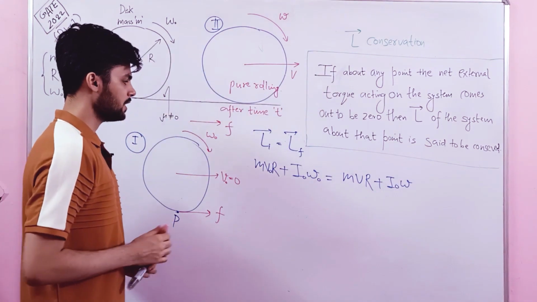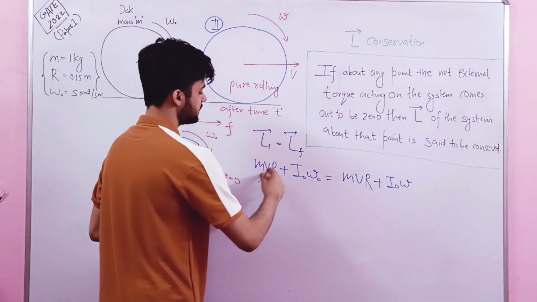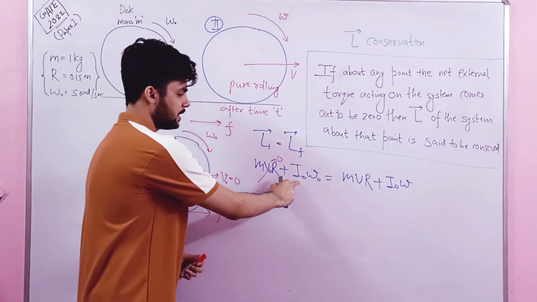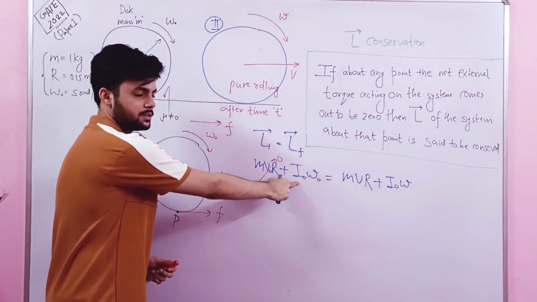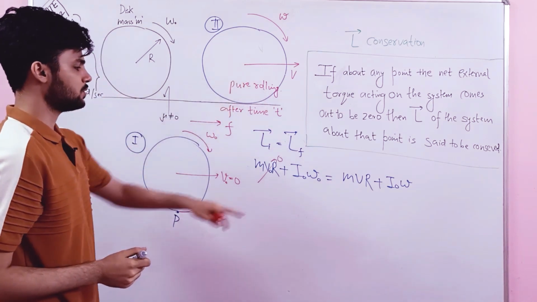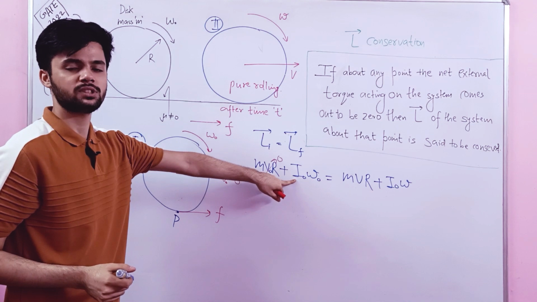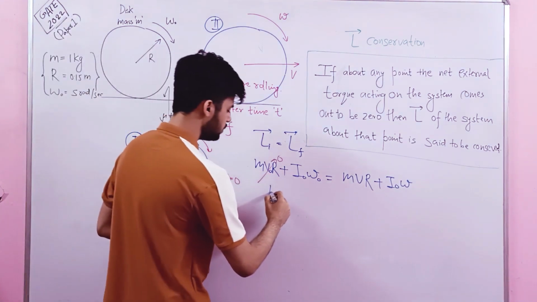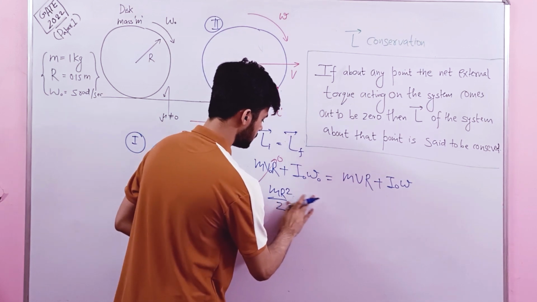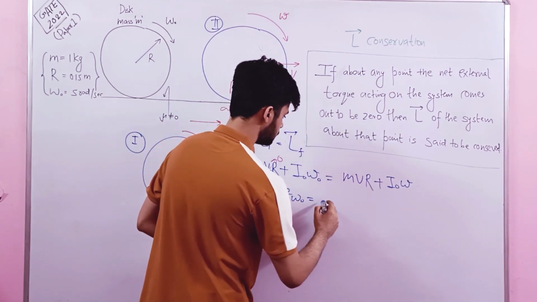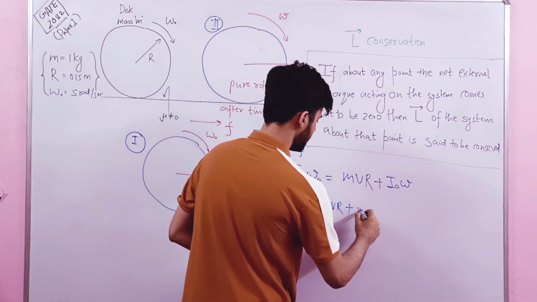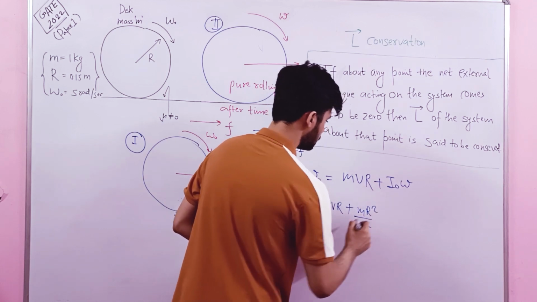Now the initial linear velocity of the disk was 0, so this term will become 0. Now about the moment of inertia, I naught is the moment of inertia of the disk about center of mass. So for a disk, what is the moment of inertia about center of mass? That is simply mr square by 2, into omega naught equals mvr plus mr square by 2.